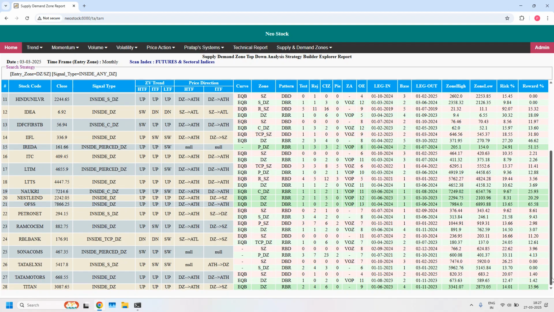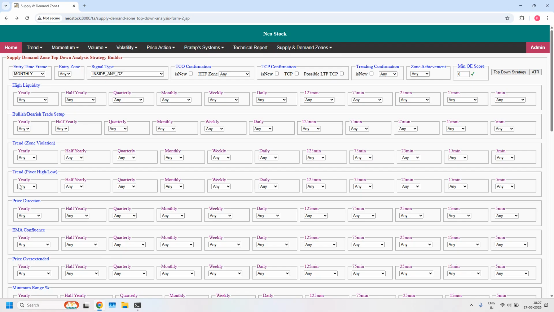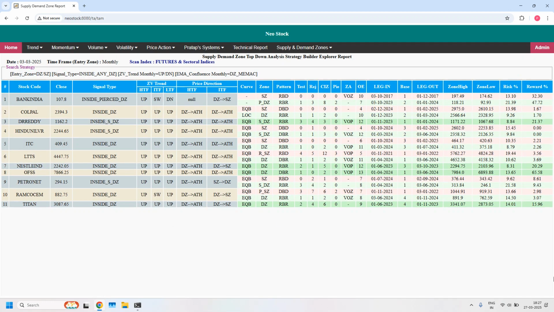We can further filter this list based on monthly demand zone having monthly EMA confluence, so that we get high probability trade setup monthly zones. So in the EMA confluence at monthly, I am selecting monthly demand zone having monthly EMA confluence. And also the trend on the monthly should not be sideways. It can be up or down. With these filters, we got 11 stocks. Okay.